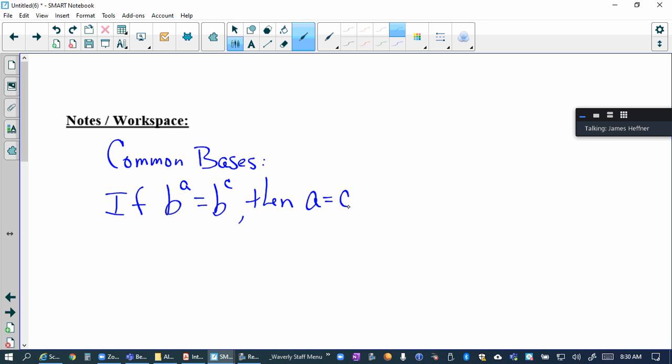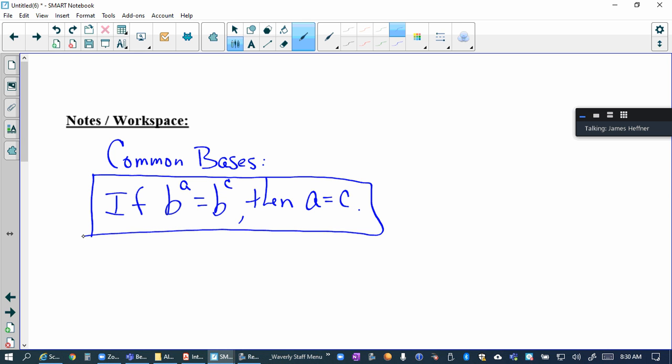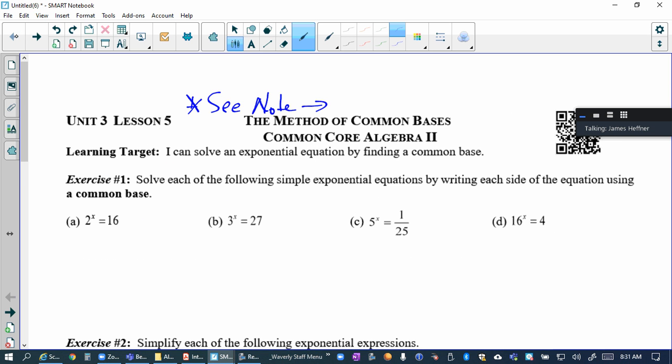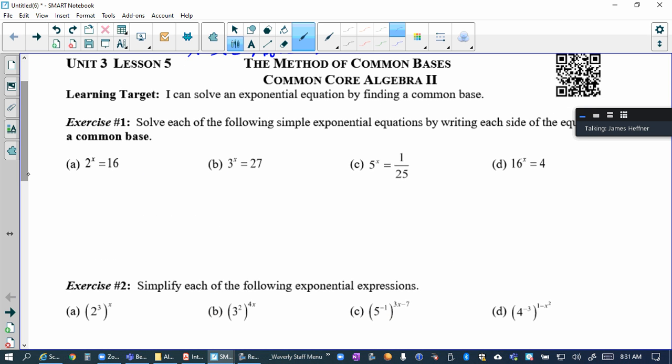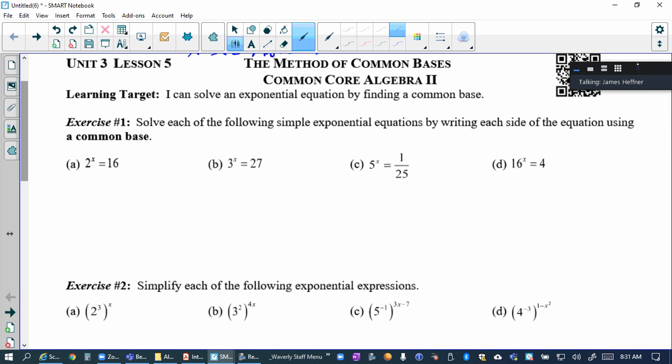Then a equals c. So this is one particular method of solving. If you have the same base and they're equal, then the exponents must be equal, okay? This is solving with what they call the method of common bases. And we'll learn some other methods later. But if everybody has that, let's go back here. So they want us to solve each one of these by writing each side of the equation using a common base. So we have to think about this a little bit.